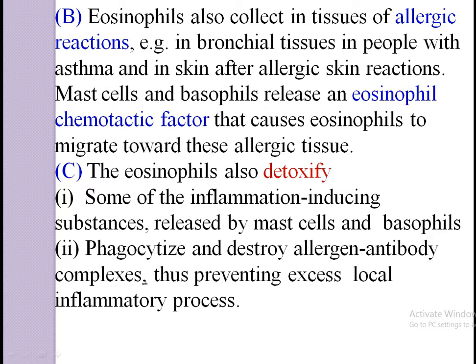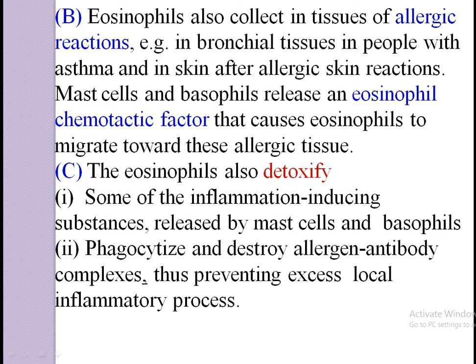These cells are very important in allergic reactions also, for example, in bronchial tissues in people with asthma and in skin after allergic reaction. Mast cells and basophils release an eosinophil chemotactic factor that causes eosinophils to migrate towards these allergic tissues. We will discuss the allergic and hypersensitivity reaction in much more detail later on, but here I am just introducing the function of the eosinophil regarding the allergic reaction.